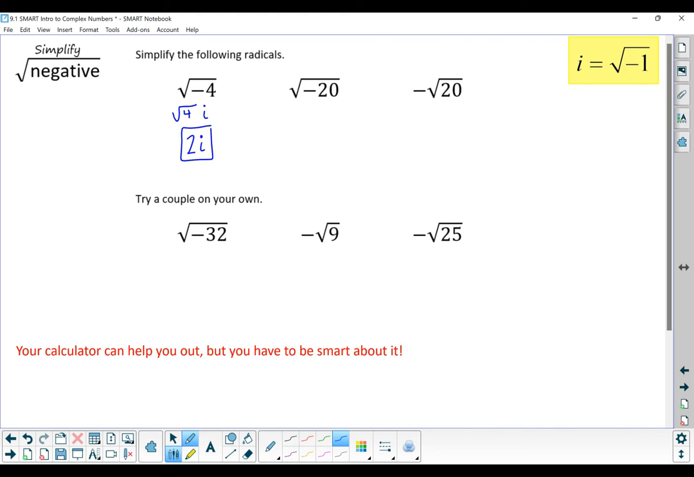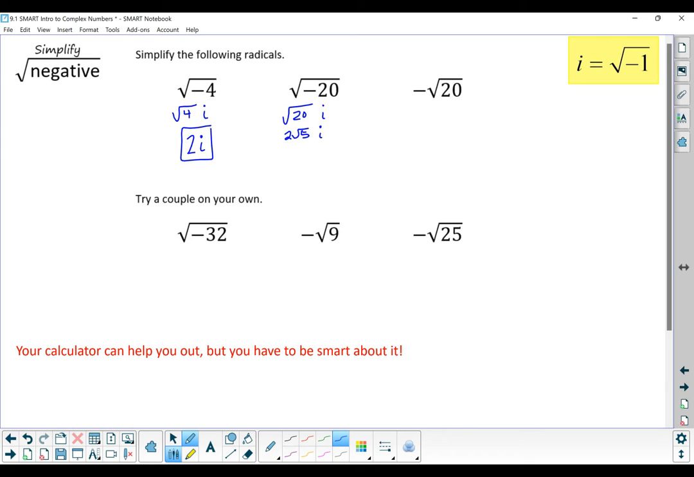You can always use your calculator to help you out here, but you have to be smart about it. If we type into our calculator the square root of -20, our calculator is just going to say error. So you have to be smart about how you think about it. You can think about the positive square root and then multiply it by i. Now this one is a little different because the square root of 20 is not a whole number. The square root of 20, if you use your calculator to simplify it, is 2 root 5. So it's 2 root 5 multiplied by i.